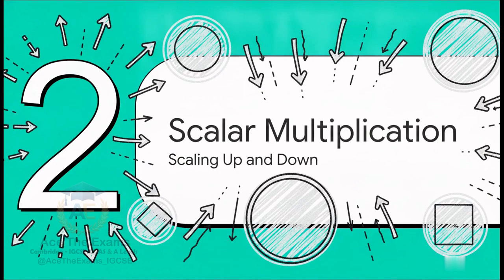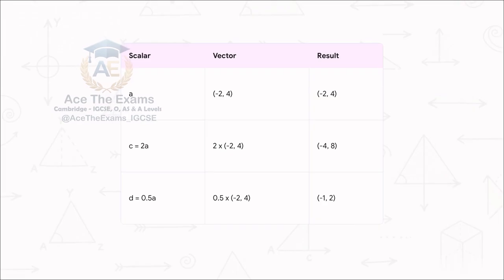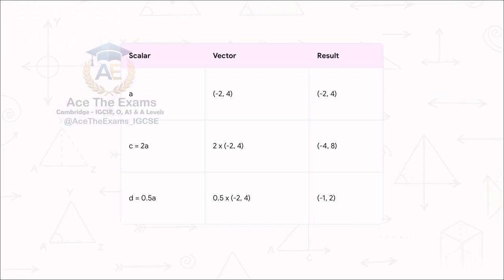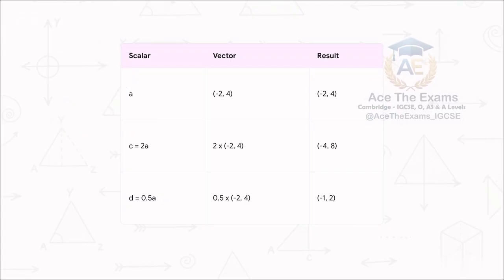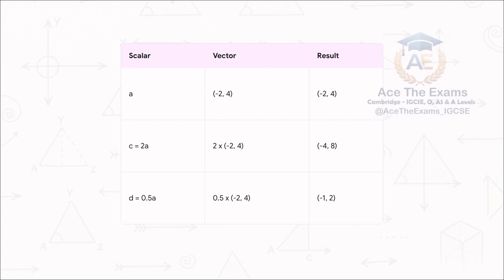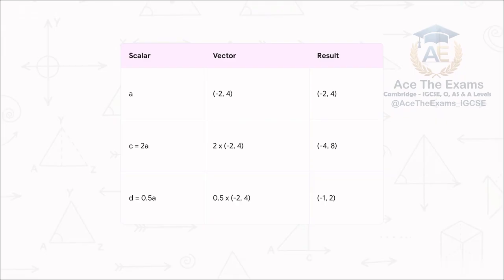Moving on to section 2, multiplying by a scalar. Okay, here's where it gets pretty cool. We can actually manipulate that basic movement using what we call a scalar. And a scalar is really just a regular number that scales our vector. So let's say we start with a base vector a that tells us to move -2 horizontally and 4 vertically. What happens if we multiply it by a scalar of 2?